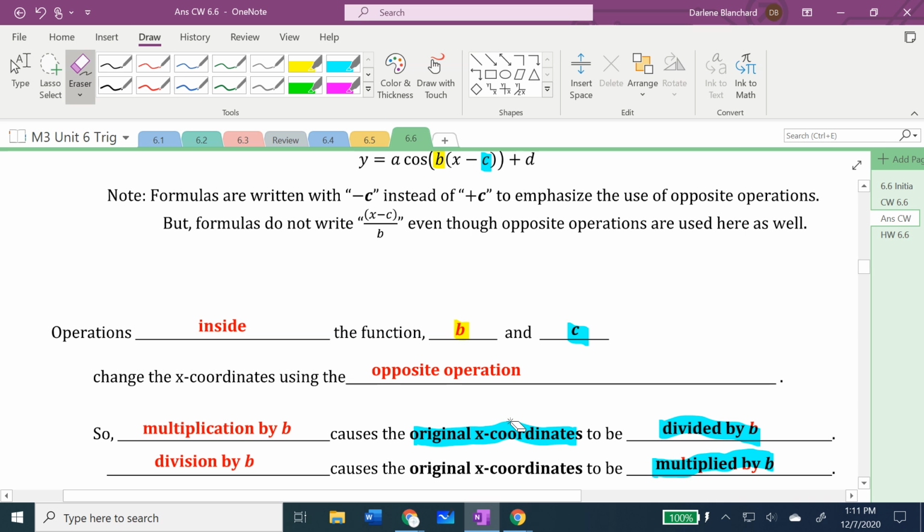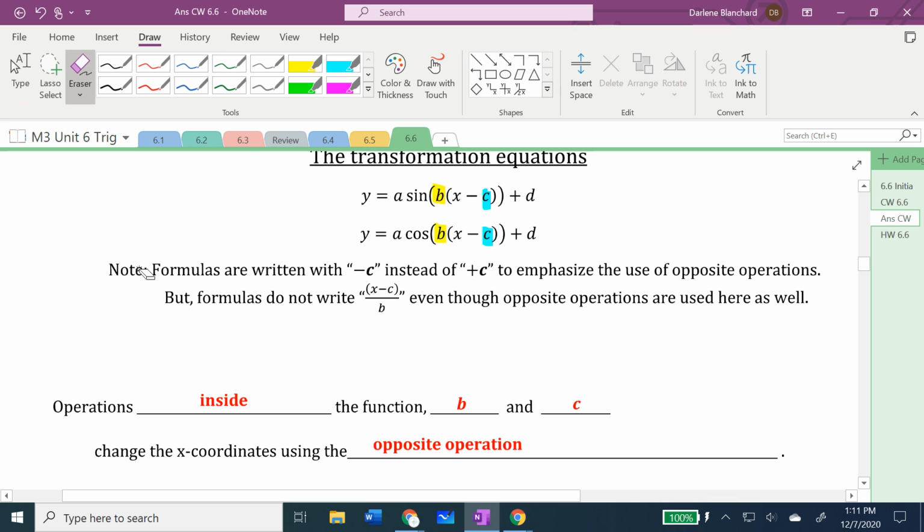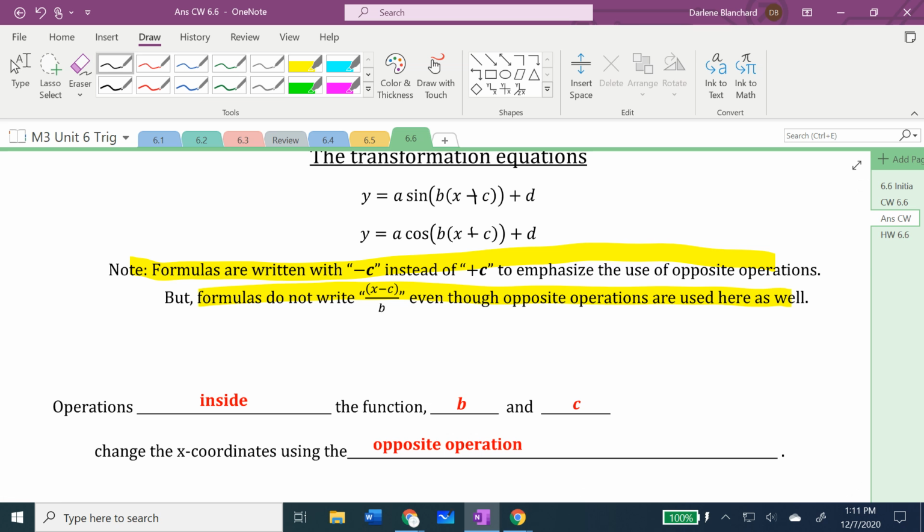So why did they make it so confusing instead of just making it pretty simple? I don't know. That's why I went through this long explanation right here, because I feel like it would have been more consistent if they had just left it this way and just said opposite operations for inside, same operations for outside. Would have been a lot easier.